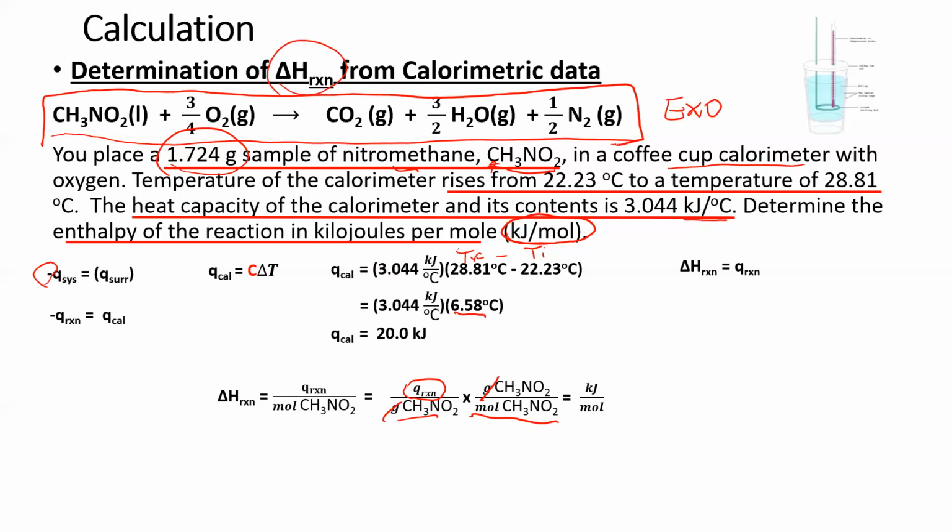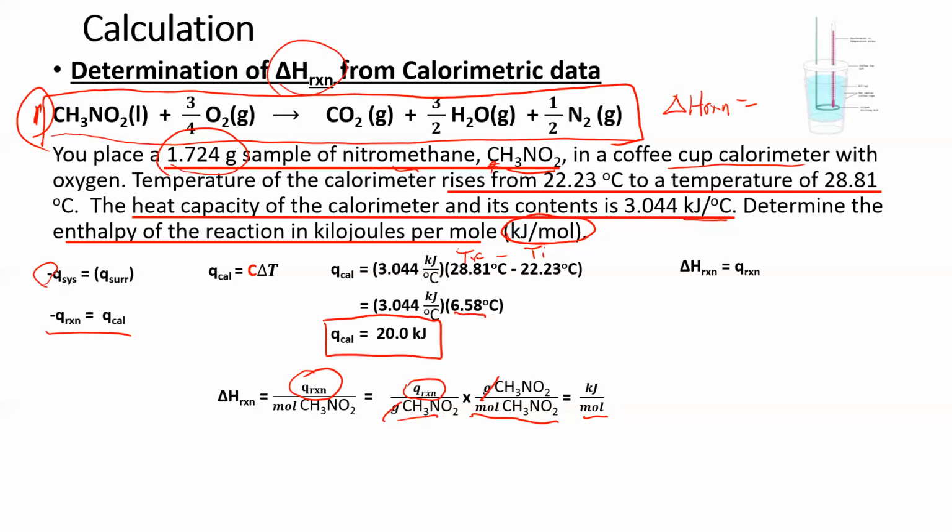Here's a balanced equation. Here's 1 mole of nitromethane. I want to know the amount of heat, right? I want to know the heat of reaction for this reaction. Well, this reaction has 1 mole. So the heat of reaction is per mole. Now it's going to be in kilojoules. Now, where do I get the heat of reaction? Remember, it's equal in magnitude and opposite in direction to the calorimeter.